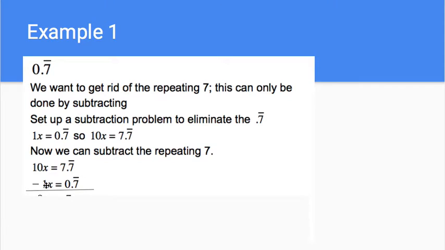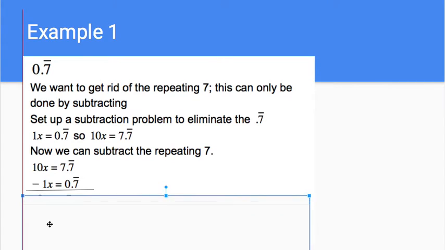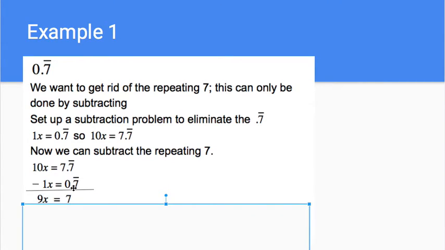So 10x minus 1x is 9x. The 0.7 repeatings are going to cancel each other out, because all these 7s after it, 7, 7, 7, each of those 7s is going to cancel each other out. So what I'm essentially doing is this 7 repeating is gone, this 7 repeating is gone. I'm essentially left with the problem 7 minus 0. That's 7. Now I have my equation: 9x equals 7.